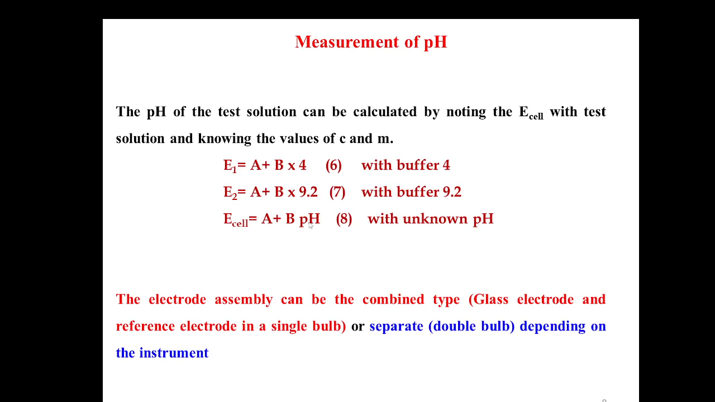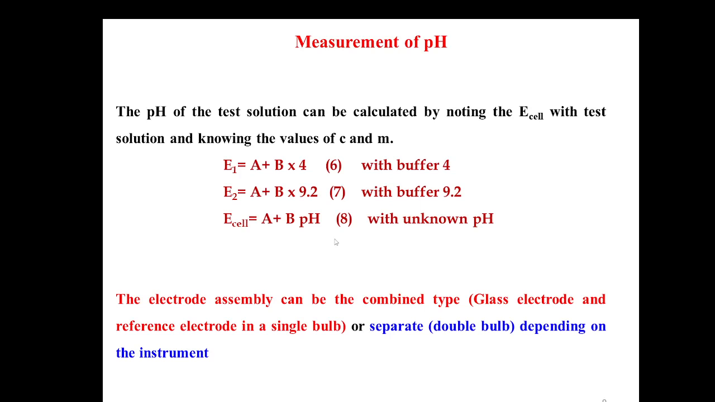So a solution of unknown pH is used for finding the EMF of that particular cell. The corresponding E cell is noted, and substituting the values of A and B in equation 8, we can calculate the value of the unknown pH. This is how we can measure the pH using a glass electrode coupled with a calomel electrode.